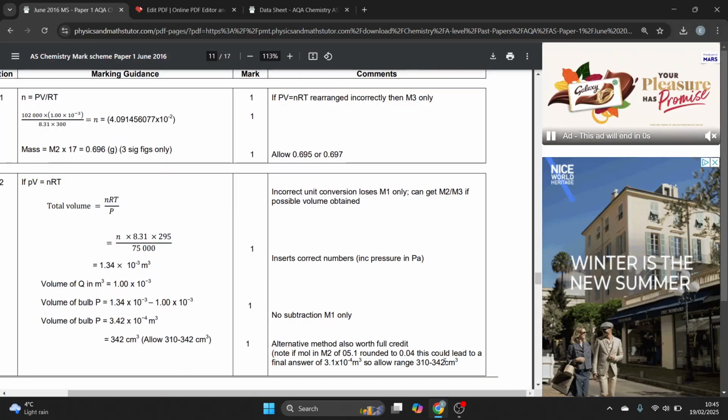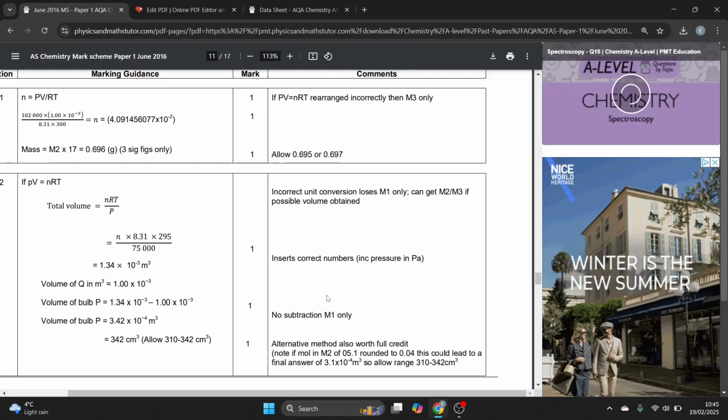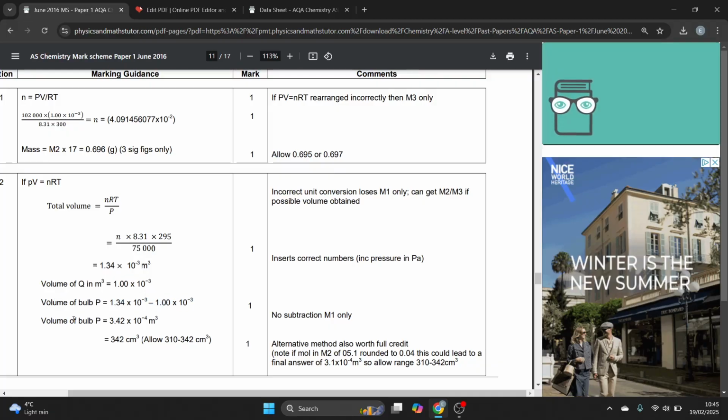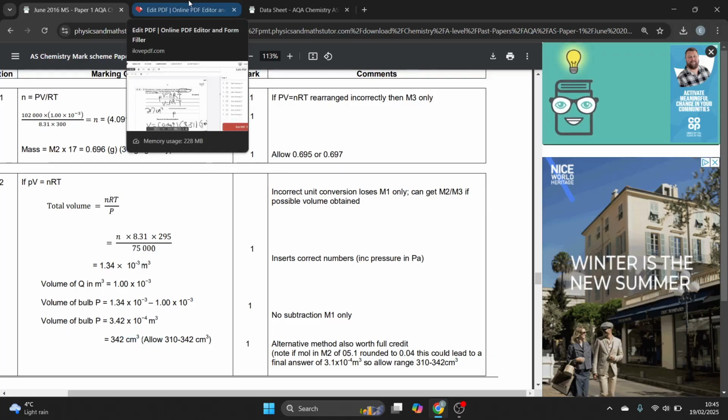Allow range 310 to 342 centimeters cubed. I got 337. That's in that range. That's perfectly fine. So find out total volume, then convert to centimeters cubed and subtract the volume of Q, and then you get the volume of flask P in centimeters cubed. 337 and that's allowed as well.